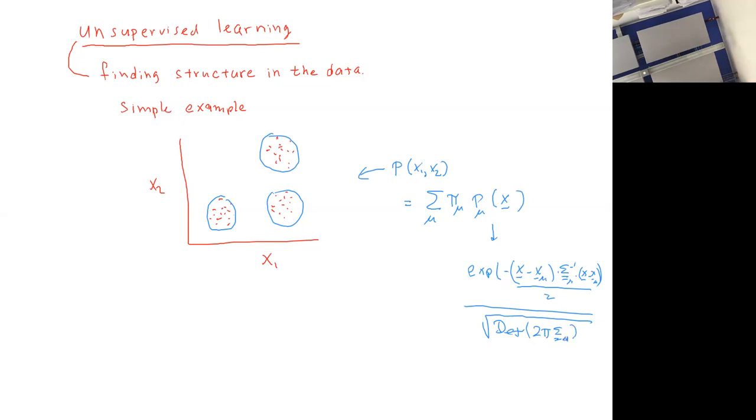So this is a mixture. This is just one example, a mixture of Gaussian model, and there are ways of fitting unsupervised data, the means and the covariances. In this case, these would be the means, the covariance is kind of round. And the pi mu is a probability of landing in each one of these things.